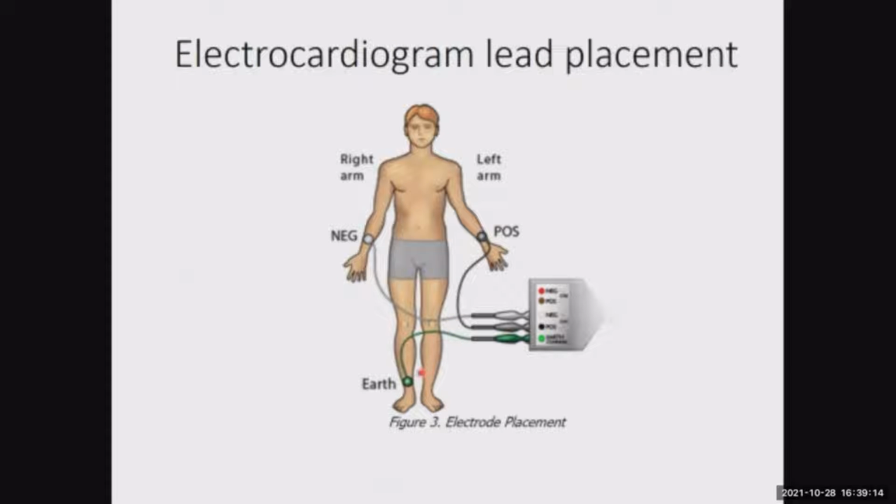And so we're going to have the earth strap, the grounding strap, which is going to be located on the right ankle. And then we're going to have the positive lead attached to the wrist on the left arm, and the negative lead located in the wrist area on the right arm. And this is going to give us a fairly reliable and very easy to read ECG.